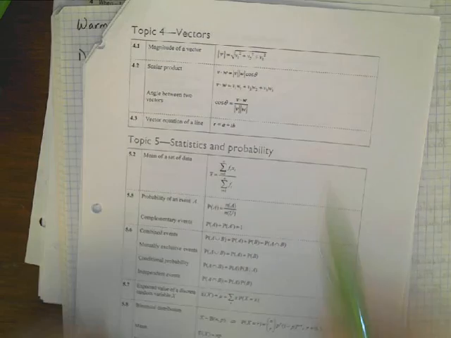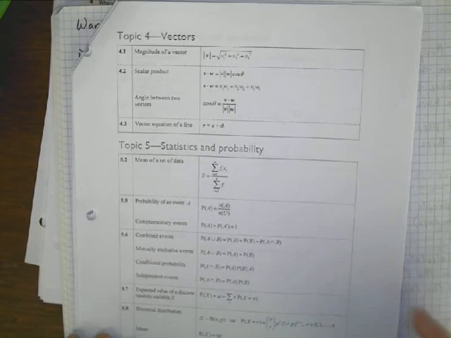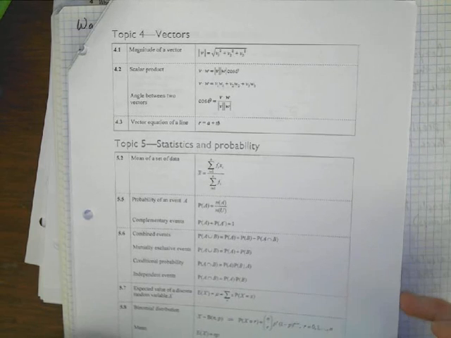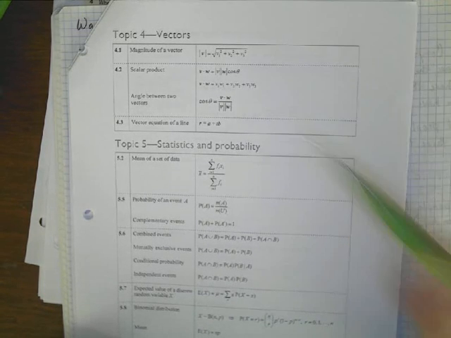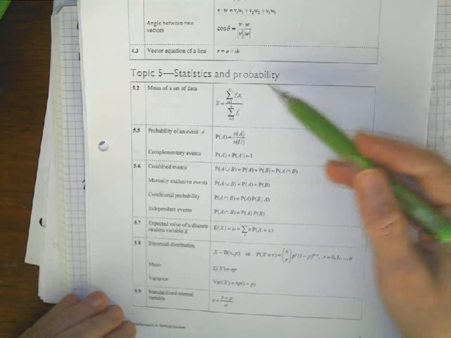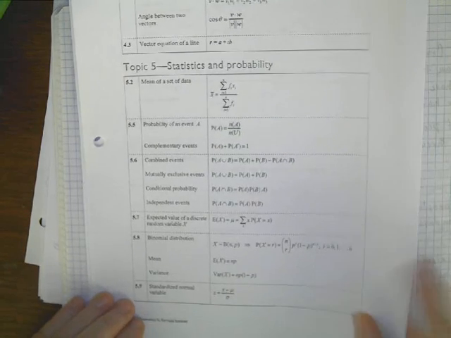Okay, so vectors. We actually skipped this entire section, and I don't feel too horrible about that, because chances are with whatever mathematics, seniors, that you go on to next year, they would not expect you to know any of this. It's not a standard part of a pre-calculus or calculus class. All right, statistics and probability. We covered all of this. We did all of this. Holy cow, that was a lot.